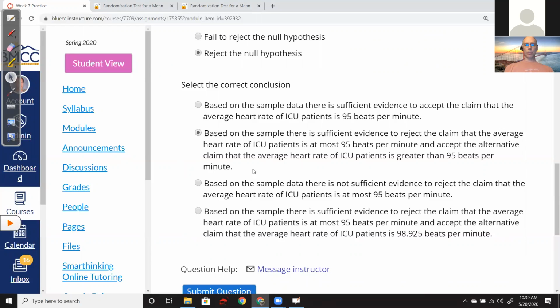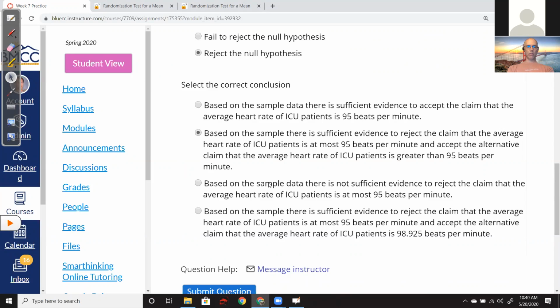Let's double check the other ones just in case. Based on the sample data, there is not sufficient evidence to reject the claim that average heart rate of ICU patients is at most 95. So no, we did find sufficient evidence, so that's wrong. And then the last one: based on the sample, there is sufficient evidence to reject the claim that the average heart rate of ICU patients is at most 95 beats per minute.